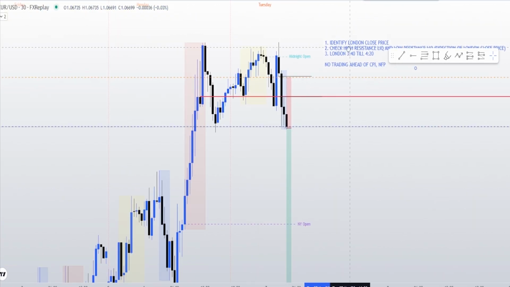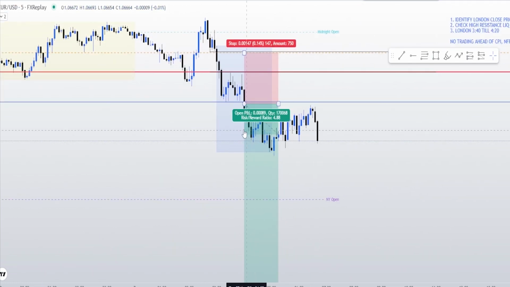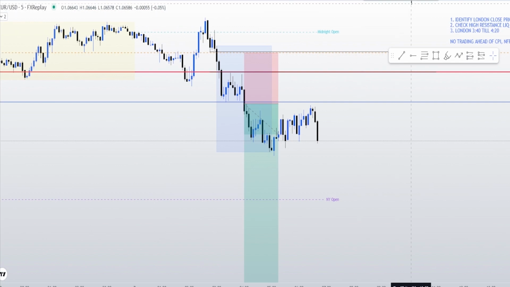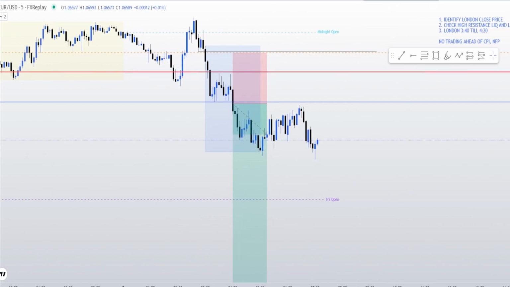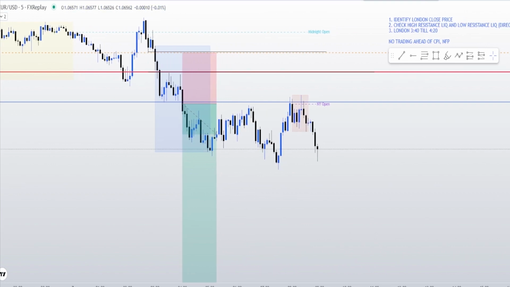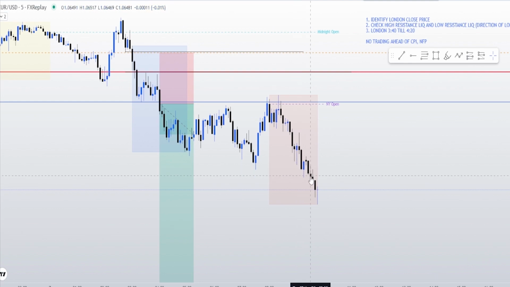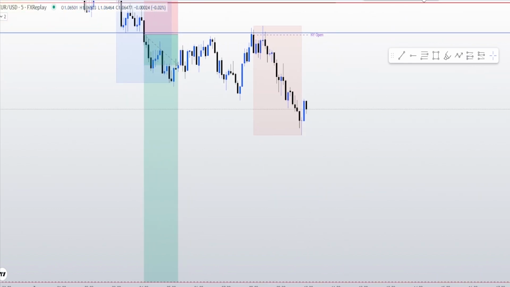So we identified our 3 rules, and we are in our 3 rules right here. So we can take the trade at 3:40, or the last time is 4:20, and the maximum we can keep going is until London and New York close. So we can stay in the trade until New York close, but not more than that.